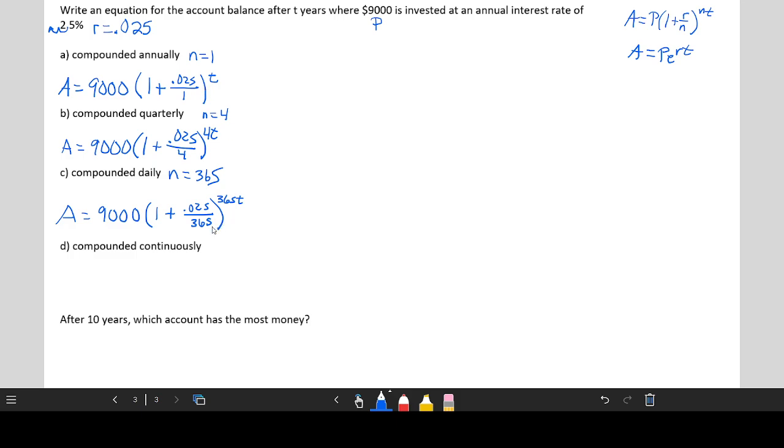So these three are all the same, it's just we have a different value of N for each one. And then the last one says compounded continuously. So we don't have a value of N there. And we're just going to substitute into the second formula. So P is still 9,000. Then we have a base of E. And then our exponent is R times T.